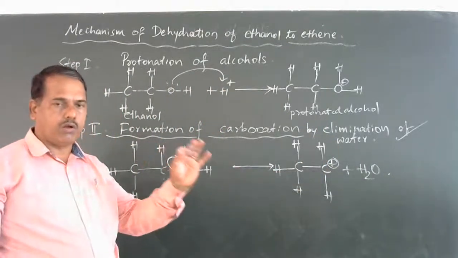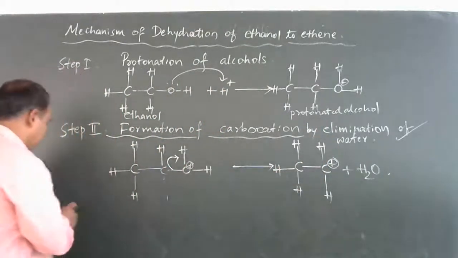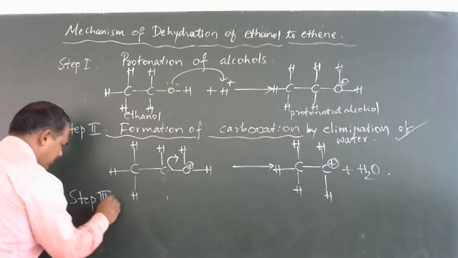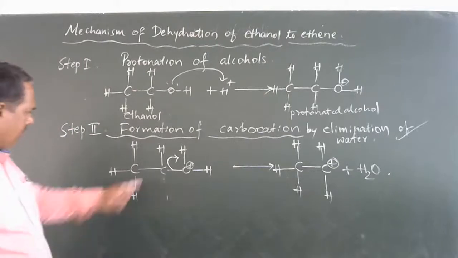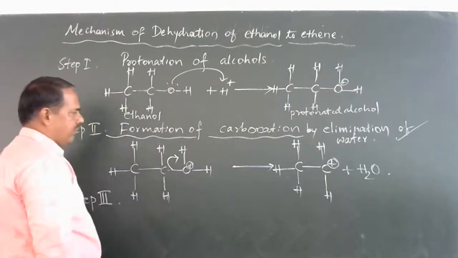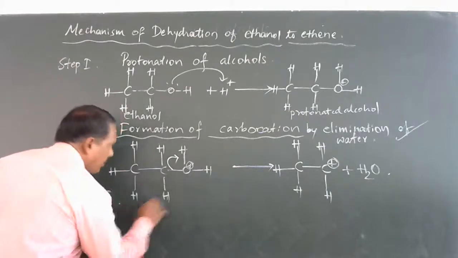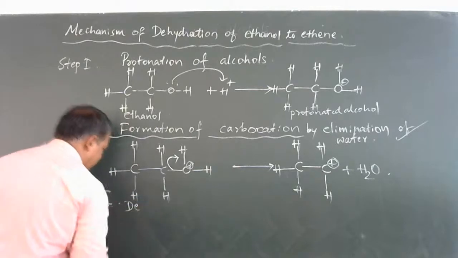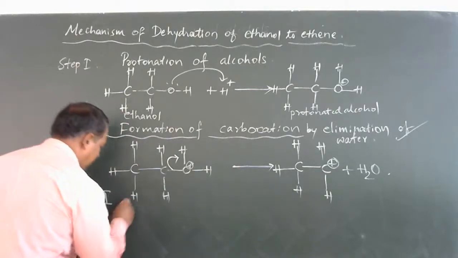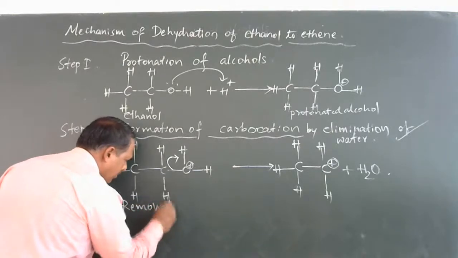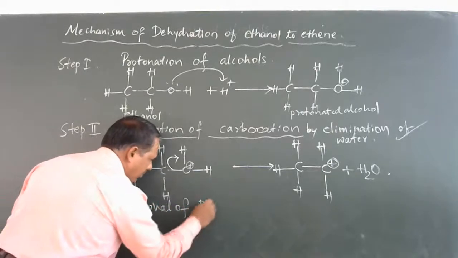Now, we have to go for the last step. That is step 3. See, ethanol, which is now the carbocation from the protonated alcohol. Then in the last step, one proton is removed. So, deprotonation means removal of proton.